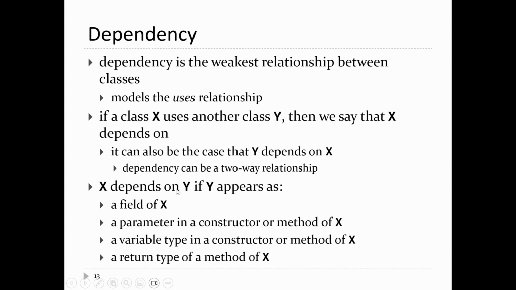X depends on Y if Y shows up inside of your class somewhere. If it shows up as a field of X, if it shows up as a parameter to a constructor or method, if you have a constructor or method that makes a local variable of type Y, or if your method returns an object of type Y, then X depends on Y. Basically, if Y shows up anywhere inside your class X, there's a dependency relationship.